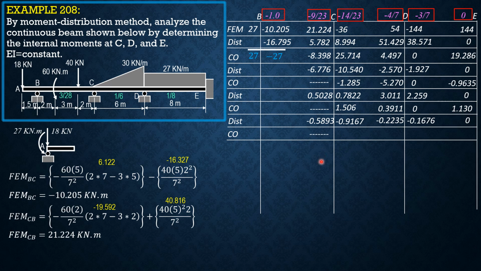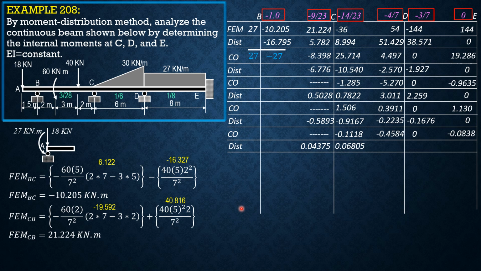Carry over, so none. Half of 0.2619, put the value here, 0.131, half of 0.06805, 0.03402, half of 0, 0, half of 0.1965, put the value there, 0.09825. Distribute 0.131 times negative 9 over 23, negative 0.05126, replace negative 9 by negative 14, put the value here, negative 0.07974, 0.03402 times negative 4 over 7, negative 0.01944, replace negative 4 by negative 3, negative 0.01458, then 0. So let's continue until the values are small.